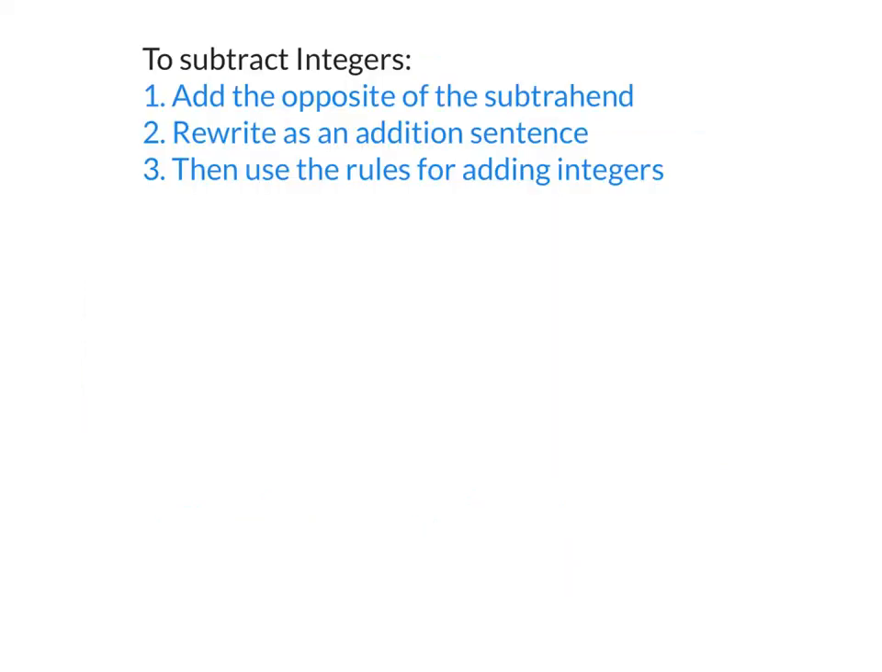To subtract integers, first add the opposite of the subtrahend. Second, rewrite as an addition sentence. And third, use the rules for adding integers. So in our first example, 4 minus 5 equals n, we would first find the opposite of the subtrahend, the number that we're subtracting. So that would be 4 plus negative 5, because that's the opposite, equals n.